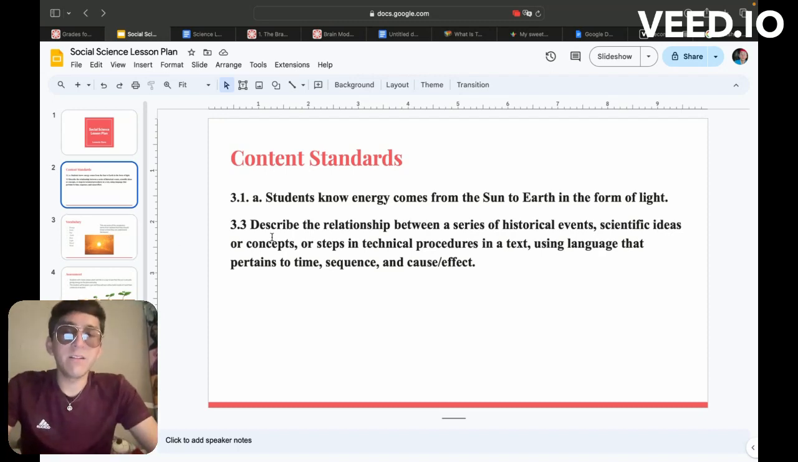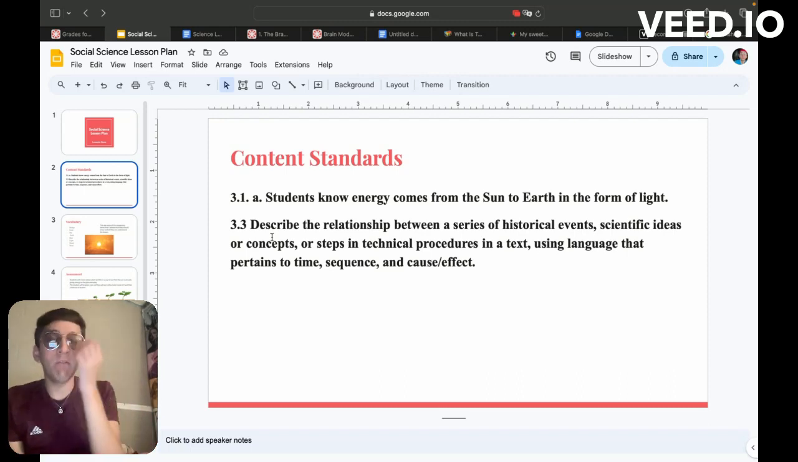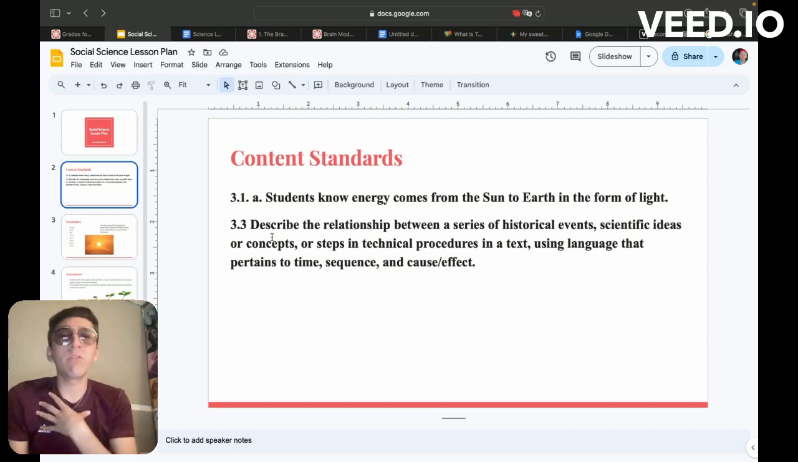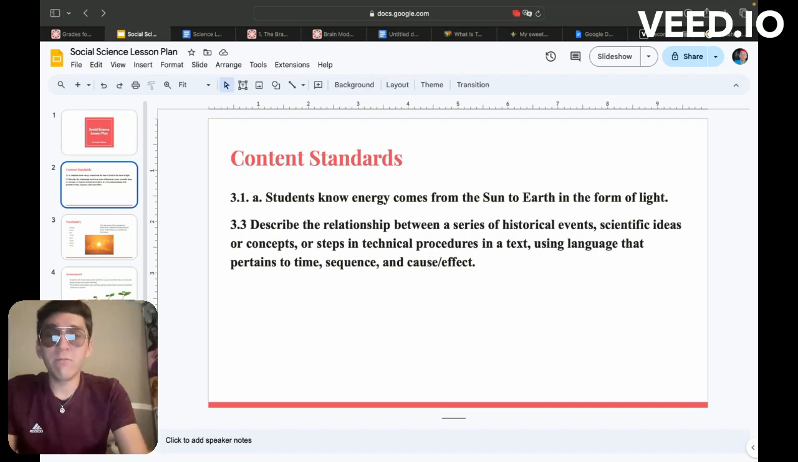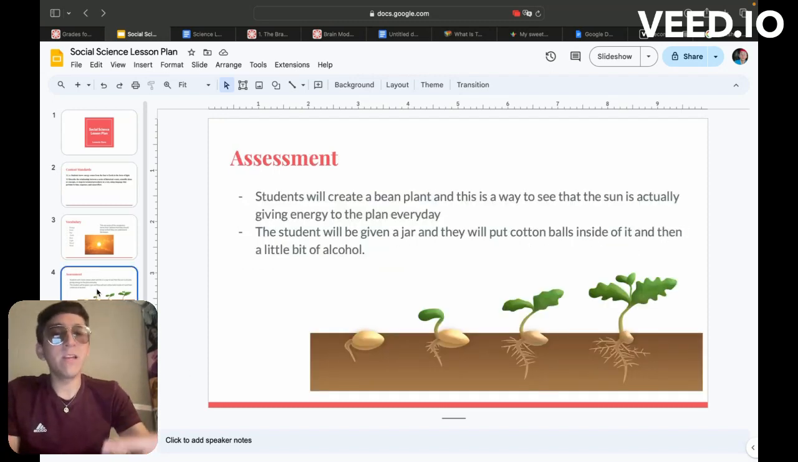I chose this standard because of the activity that I'm going to be doing if I were teaching a third grade class. I wanted to be creating a bean plan. I'm more of a content based learning person. I think that model works more for me because I like for students to be engaged in doing something. For example, the bean plan: a student will create a bean plan, and this is a way to see that the sun is actually giving energy to the plant every day.